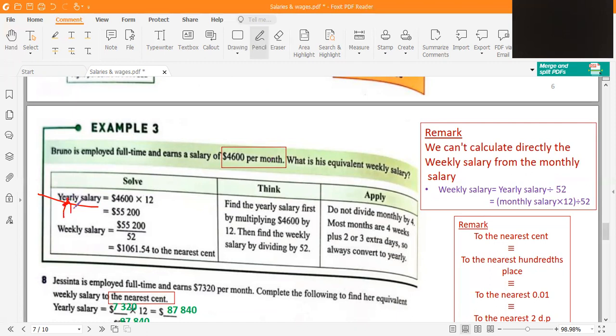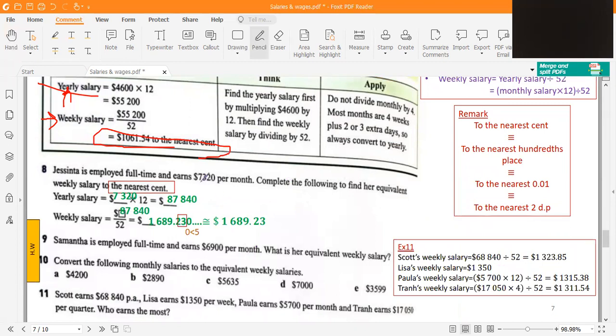So in step one, to obtain the weekly salary from the monthly salary, we first evaluate the yearly salary. In a year we have 12 months, so the yearly salary equals the monthly salary times 12. Step two, to calculate the weekly salary, we divide the yearly salary by 52 because a year has 52 weeks. We can calculate it to the nearest cent, which means to the nearest hundredth place, to the nearest 0.01, to two decimal places.